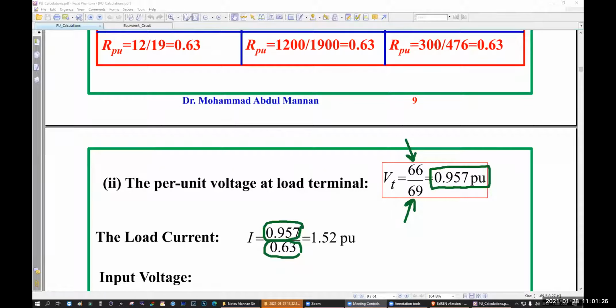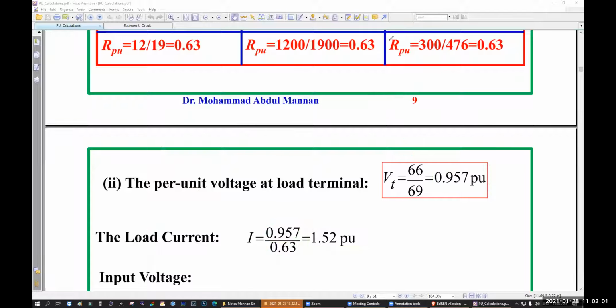Okay, so our base voltage is 69 kilovolt. Our actual value is 66 kilovolt. Now our per unit voltage will be 0.957 per unit. Again, what will the load current be? Oh, by the way, it is per unit. Remember, because we know our per unit voltage and our per unit resistance, we can find our per unit load current by Ohm's law, V divided by R. So this is 1.52 per unit. That is our load current.